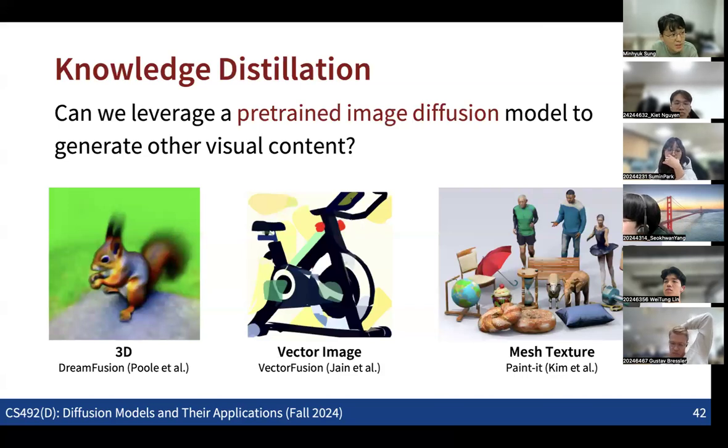What this means is that we are going to extract information that has been learned by the pre-trained image diffusion model, not only for producing images, but for other types of visual content, which can be 3D, vector images, mesh textures, panoramas, and many other things. So the question is how can you extract the knowledge learned by the pre-trained image diffusion models to produce many other things? This is the main topic that we are going to discuss today.